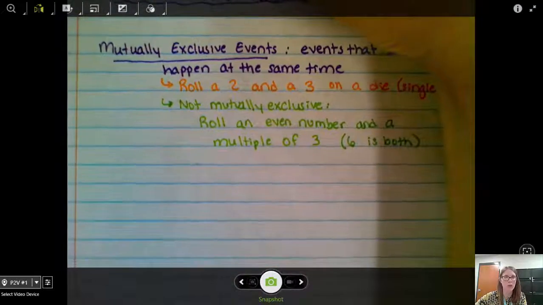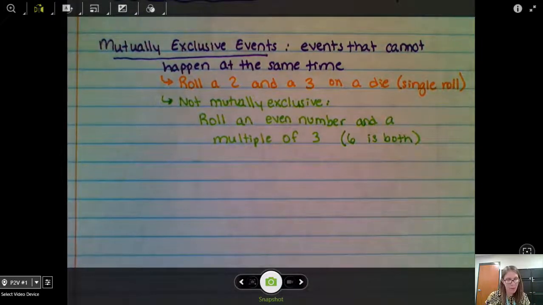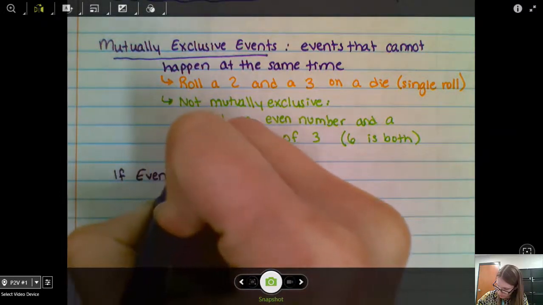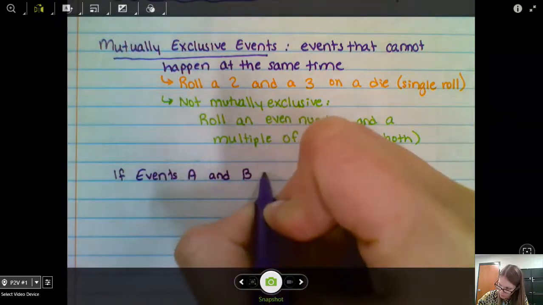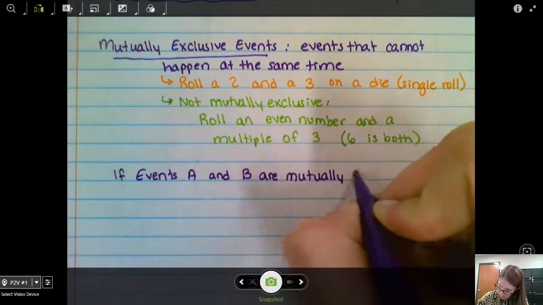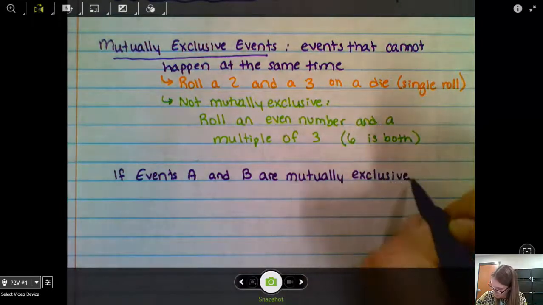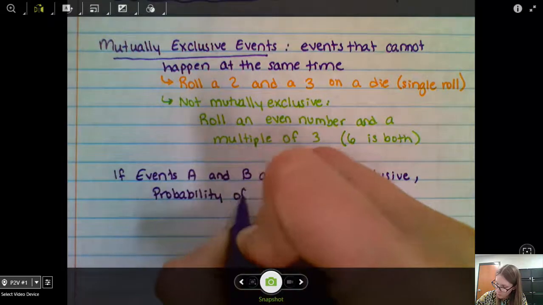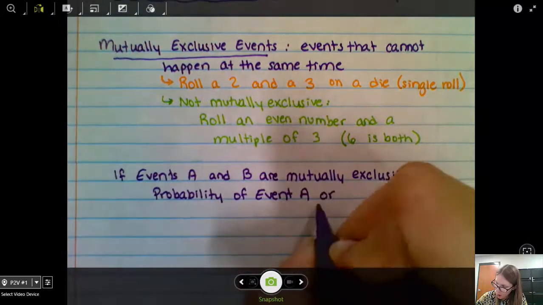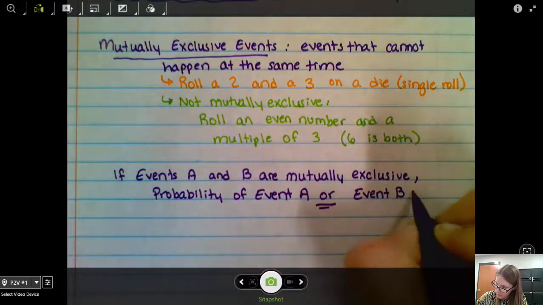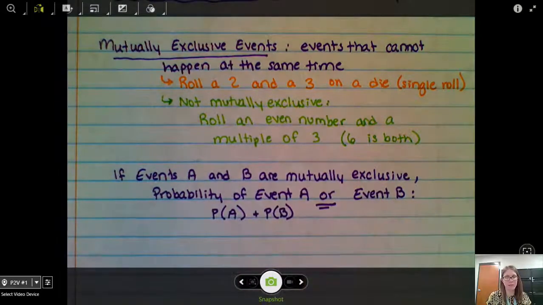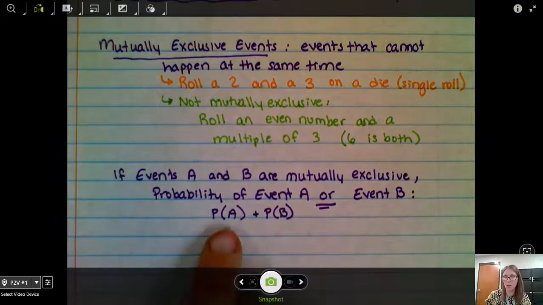One more formula here, and then in our next video we'll get into a couple examples. All right, so if we have mutually exclusive events, the probability of event A or event B happening is the probability of A plus the probability of B. So if those events cannot happen at the same time, we add the individual probabilities together.